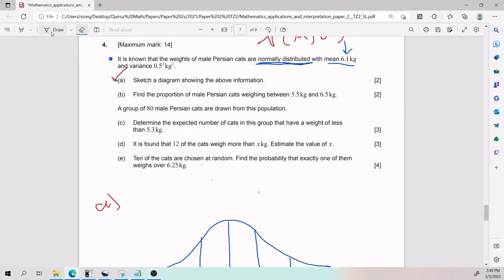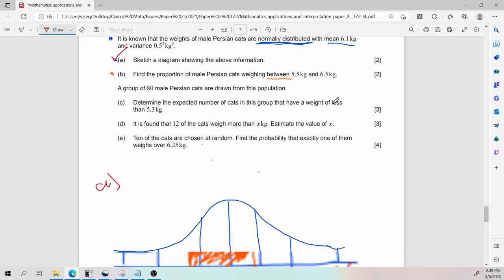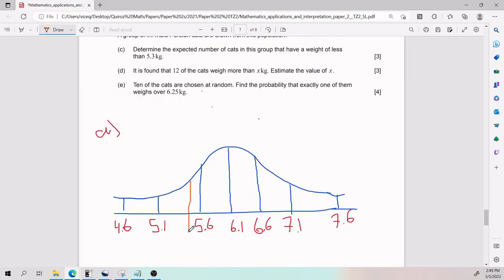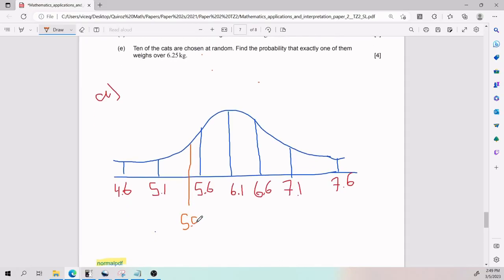Now for part B, we need to find the proportion of male Persian cats weighing between 5.5 and 6.5. So 5.5 would be this guy here, and this guy here is 6.5.